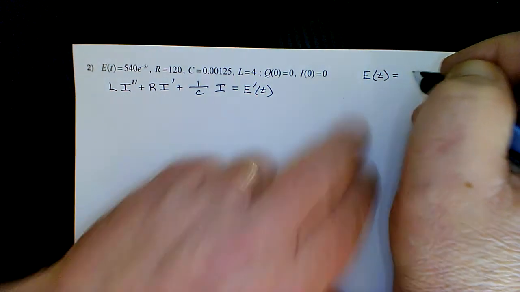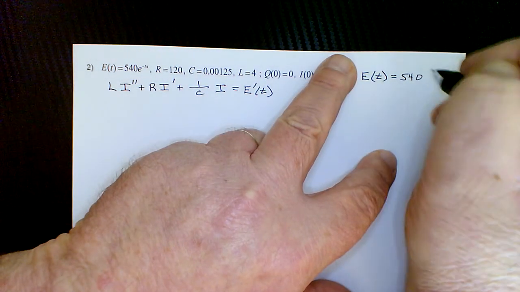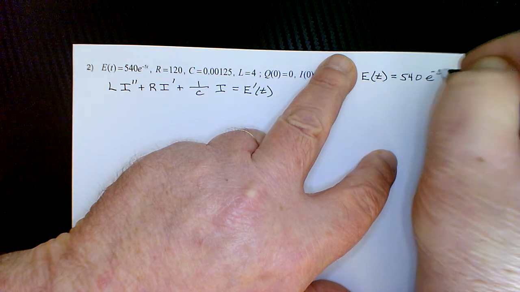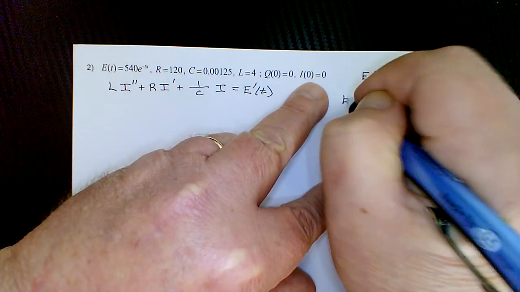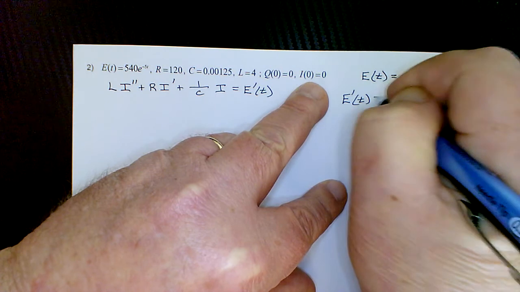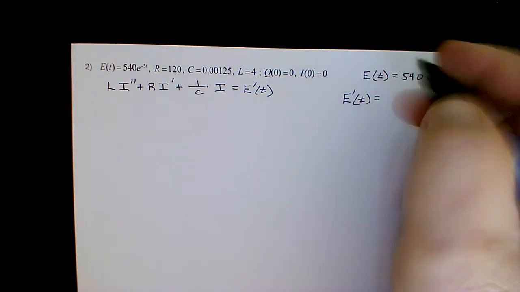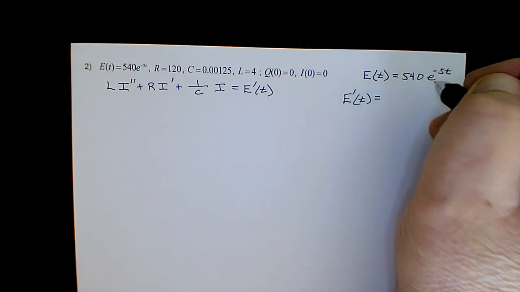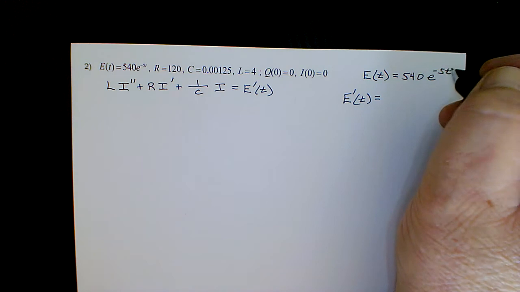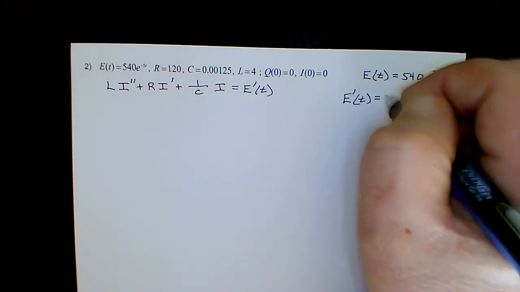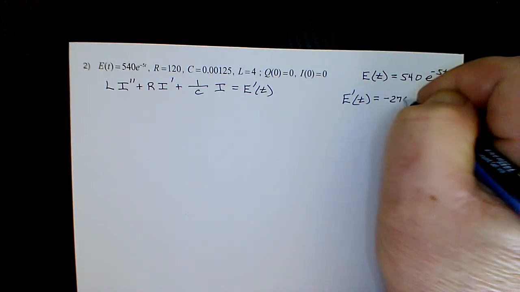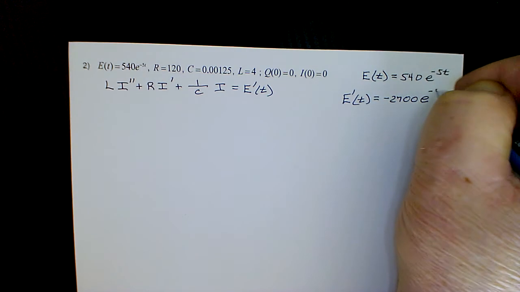In this case, 540 e to the negative 5t, and find E prime of t. So you always want to do that right away, because your next step is substitution. And we have to substitute in E prime of t. So 540 tags along, derivative of e to the negative 5t is e to the negative 5t times negative 5, so negative 5 times 540, negative 2700 e to the negative 5t.